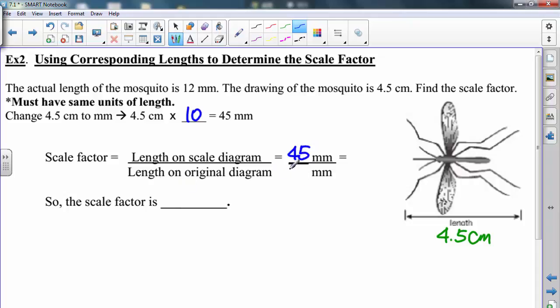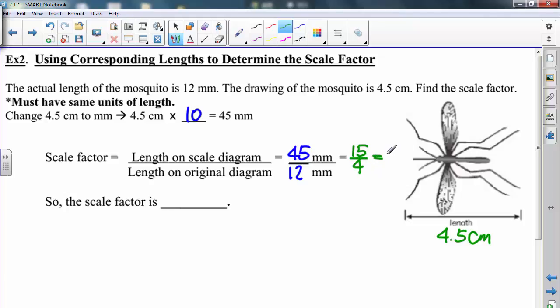The length on the original diagram is 12 millimeters. I can reduce this fraction to the lowest terms. Both of these two numbers have a factor of 3, so I will divide both by 3. I will get 15/4. You can keep this fraction as the scale factor.